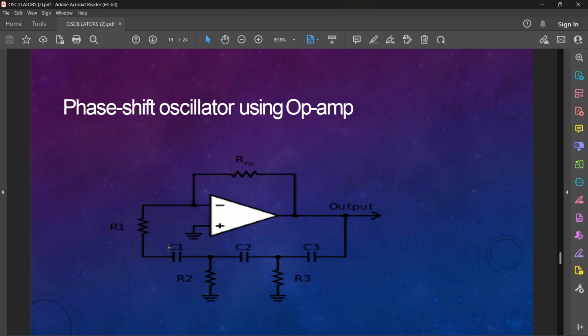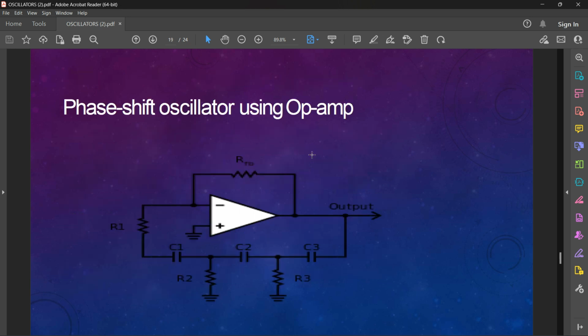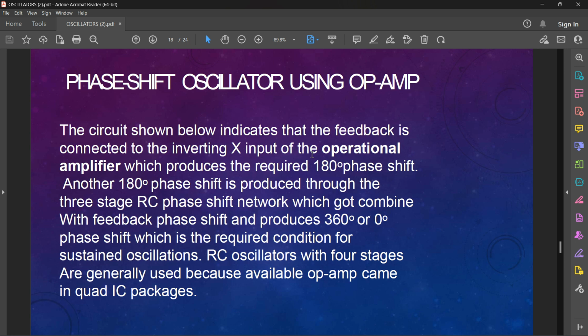This is the circuit diagram. Over this we have the RC tank circuit: RC in series, RC in series, RC in series, like that we have here. The circuit shown indicates that the feedback is connected to the inverting input of the operational amplifier, which produces the required 180-degree phase shift. See here, 180-degree phase shift.